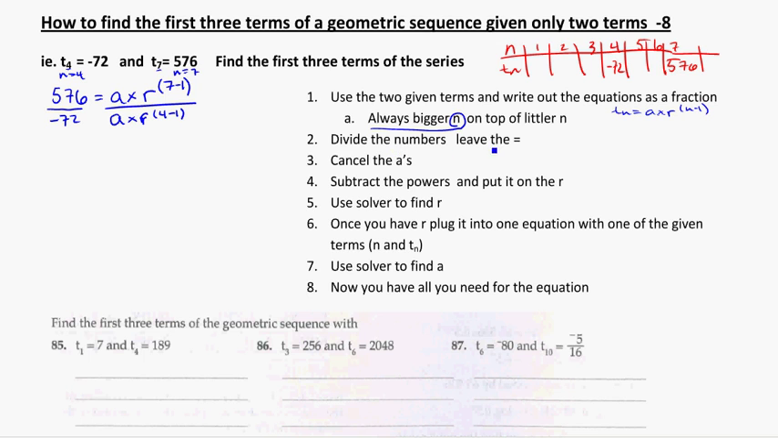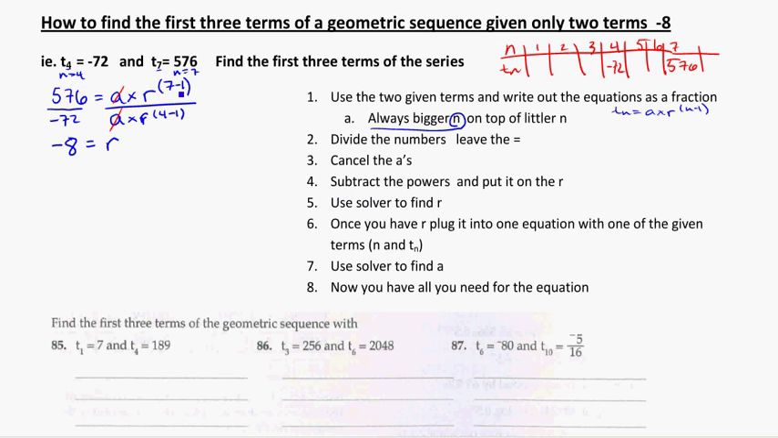Now we're going to divide the numbers in front and leave the equal sign. So if you put into your calculator 576 divided by negative 72, you're going to get negative 8 is equal to, we're going to cancel our a's, you can ignore them. We're going to leave the r because we're going to have an r. And we need to look at the numbers up here, the powers. So what we're going to do here is subtract the powers and put on the r.